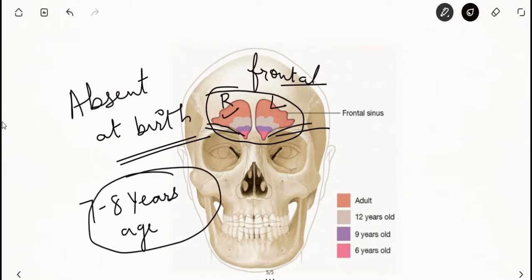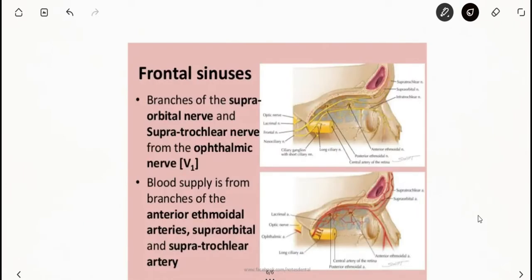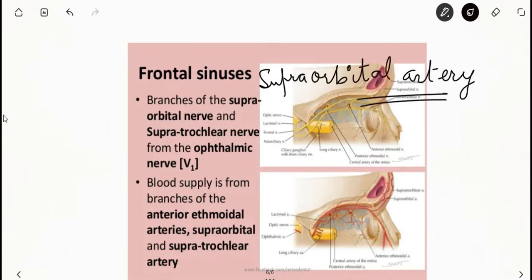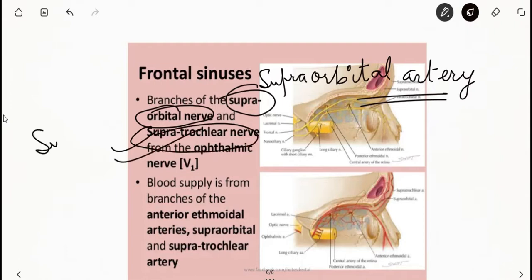Coming to the arterial supply. The arterial supply is by the supraorbital artery and the venous drainage is into the supraorbital and superior ophthalmic vein. The nerve supply is by the supraorbital and supratrochlear nerve. The lymphatic drainage is to the submandibular lymph nodes.